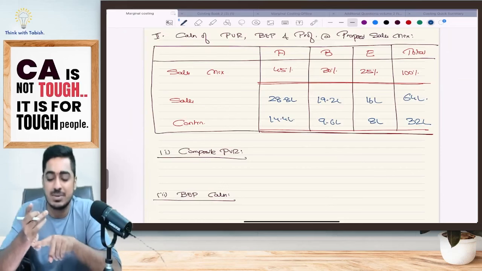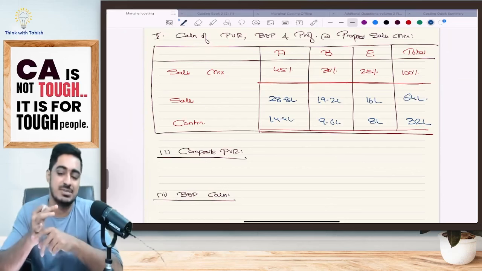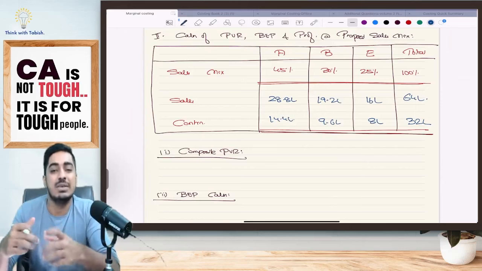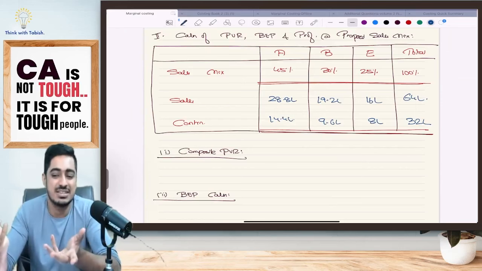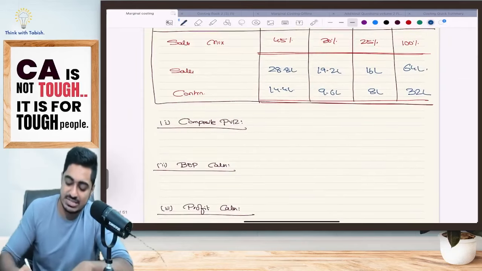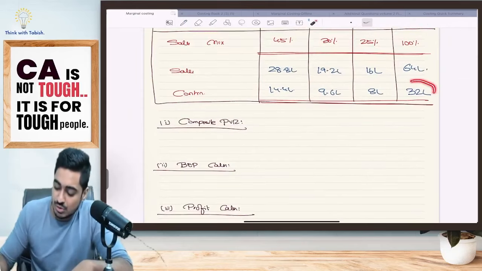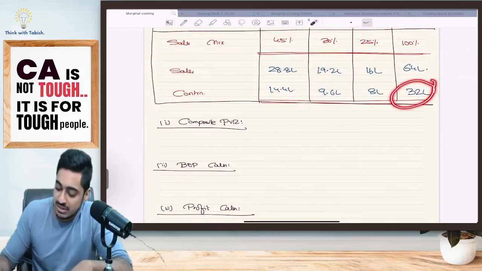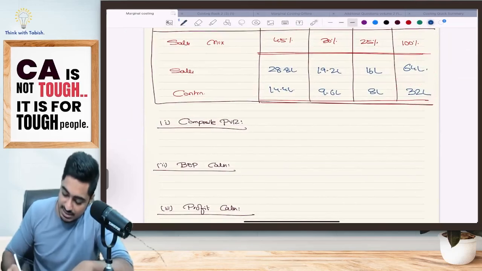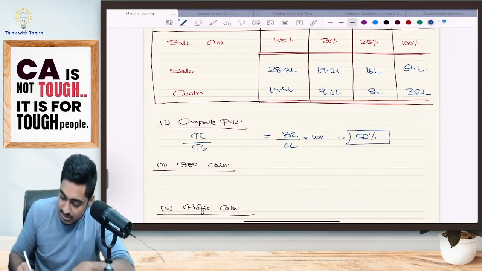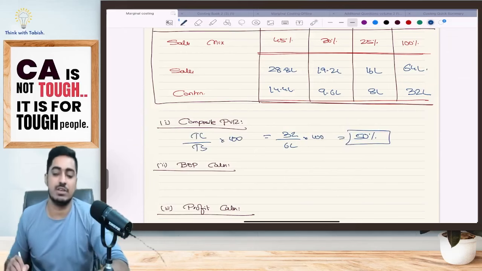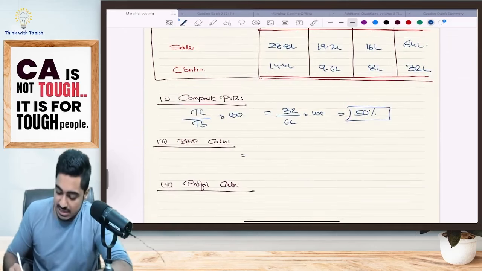Now tell me, students, A is giving 50% PV ratio, B is giving 50% PV ratio, E is giving 50% PV ratio. That means what is the PV ratio of the bundle? Every item is giving 50%. That means the bundle is also giving 50%. Yes or no, everyone? Simple. Or else I can do it using the formula also. Total 32 lakh contribution I am getting from a sale of 64 lakh. That means it is 32 lakh divided by 64 lakh, which is 50%. Yes or no, everyone? Yes, sir.